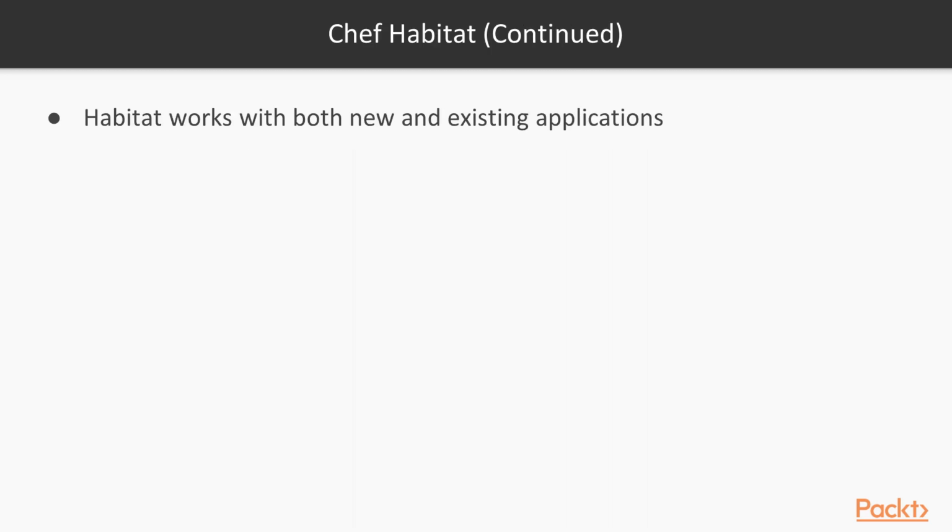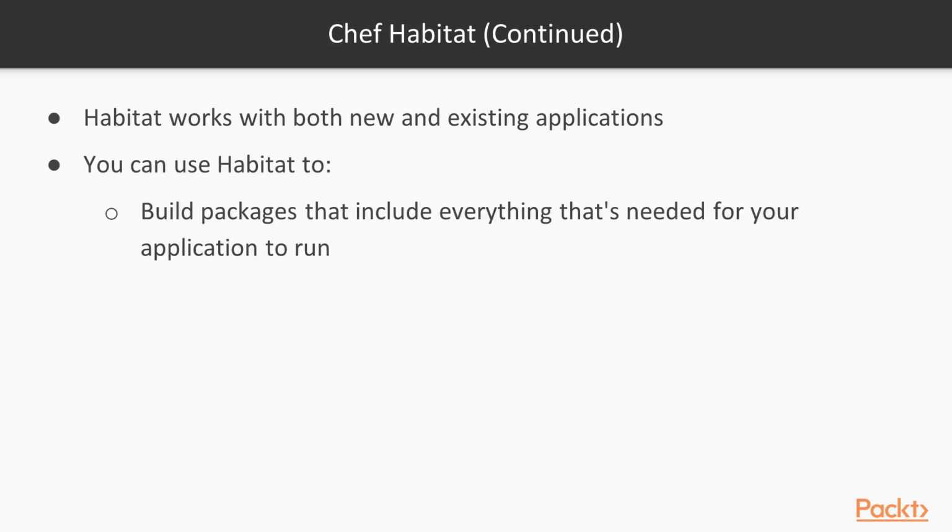Habitat works with both new and existing applications, be it a monolithic or a microservices application. You can use Habitat to build packages that include everything that's needed for the application to run. So it would package all the dependencies, environment variables, everything that particular application needs to run in a single package.